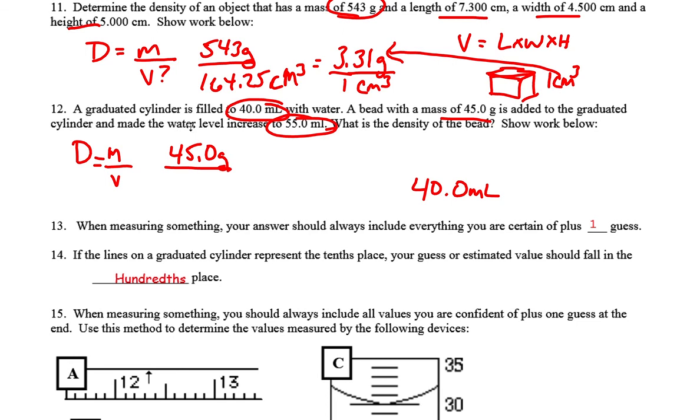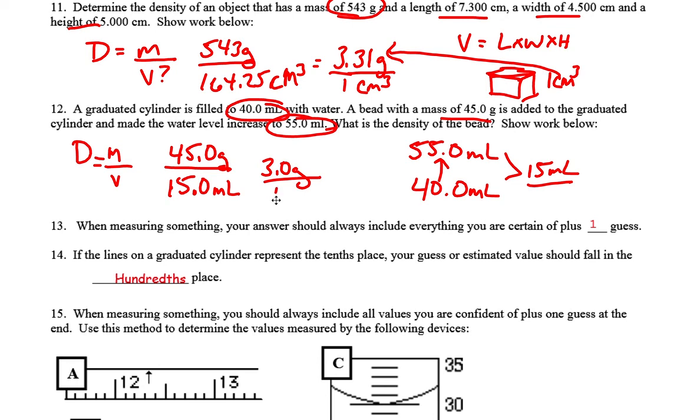A bead is dropped in, the water level goes up. Well, why did the water go up? Because the bead's in there. If the bead wasn't in there, it wouldn't have gone up 15 milliliters. So this went up 15, so there's my volume. The only reason it went up 15 is because the bead was dropped in. So the bead must be equal to 15 milliliters. Divide the two, 3.0 grams per 1 milliliter. So yeah, my volume of my bead is 15 milliliters, 15 cubic centimeters, but if I took 1 little milliliter of this out, that's its mass, 3 grams.